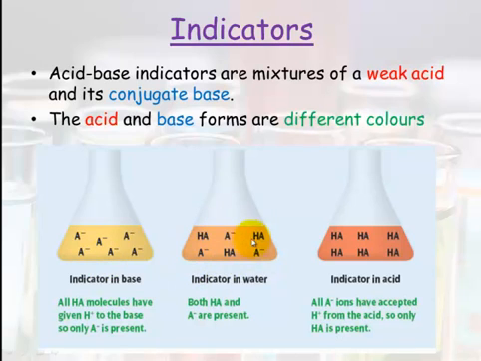If, on the other hand, we place this indicator mixture into an acid, all of these A minuses, which are the conjugate base, acting as a base, will accept a hydrogen. And so you will get a solution full of HAs, which are this darker orangey colour. That's the way that all indicators work. They're mixtures of a weak acid and its conjugate base. So they'll either become bases when they're put into acids, or they'll become acids when they're put into bases.